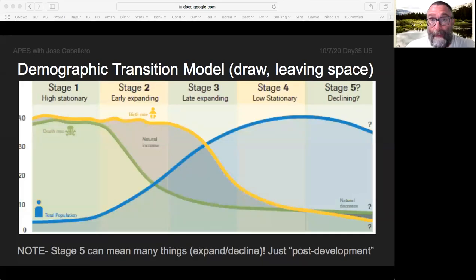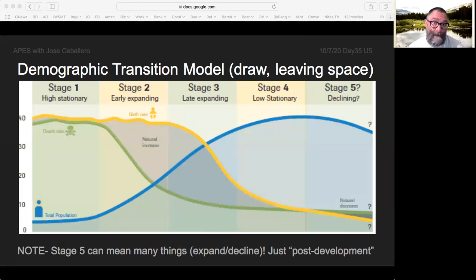Something came up recently in our class that's on every AP exam. It's a fascinating way to understand population patterns, and we're going to need to use this terminology throughout the next week or two. So I wanted to explain the demographic transition model.